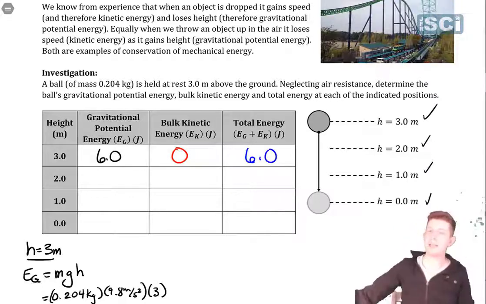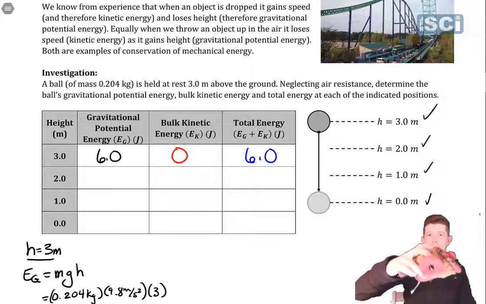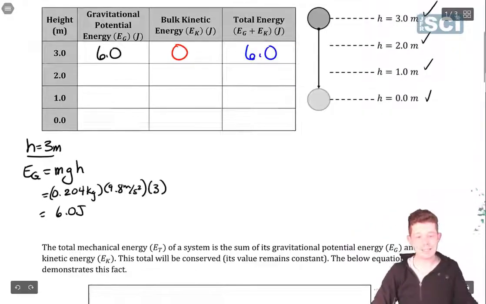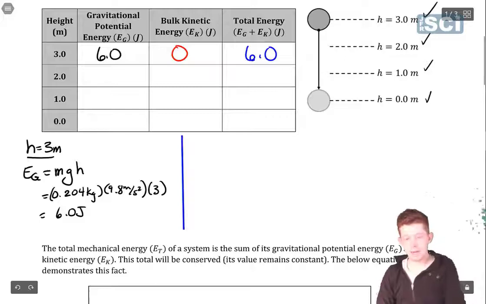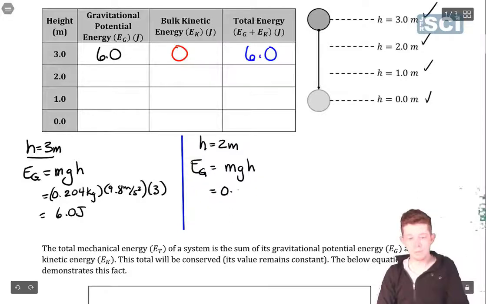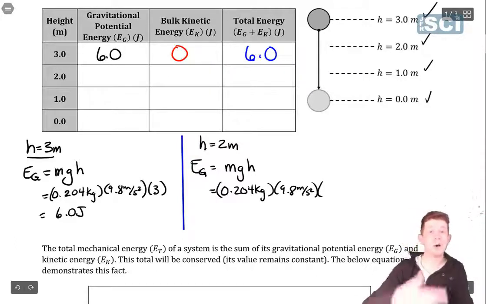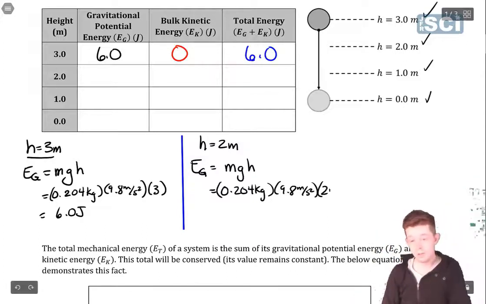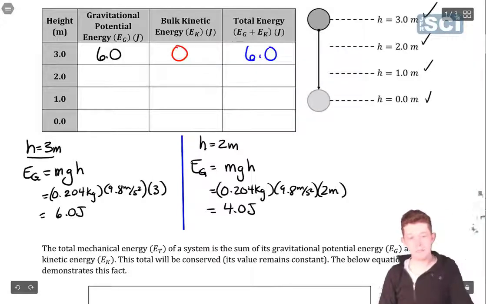Fine. Now let's analyze the situation where the object's fallen 1 meter. So let's draw a line here. The height is now 2 meters. So the gravitational potential energy that the object has, mgh, is now going to be 0.204 kilograms multiplied by 9.8 meters per second squared, multiplied by a height of 2 meters, since it's only 2 meters above the ground now. I work that through and I get 4.0 joules. So its gravitational potential energy is now 4 joules.